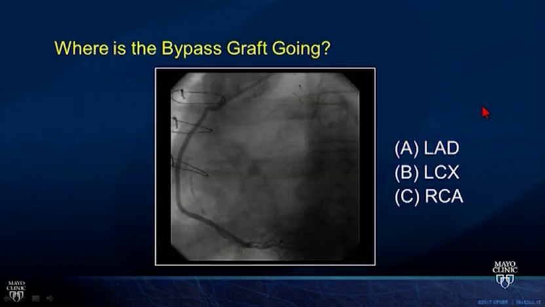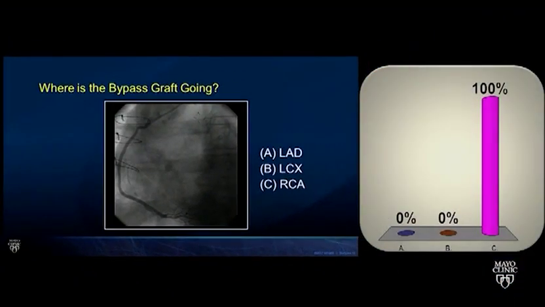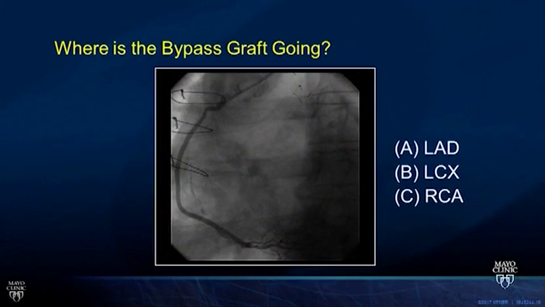Here's another bypass graft. Go ahead and answer this. Where is this graft going? Excellent. So good. So this is the LAO view. The spine is to the right. Now we're assuming that this is a right dominant circulation because it's going to the inferior wall.